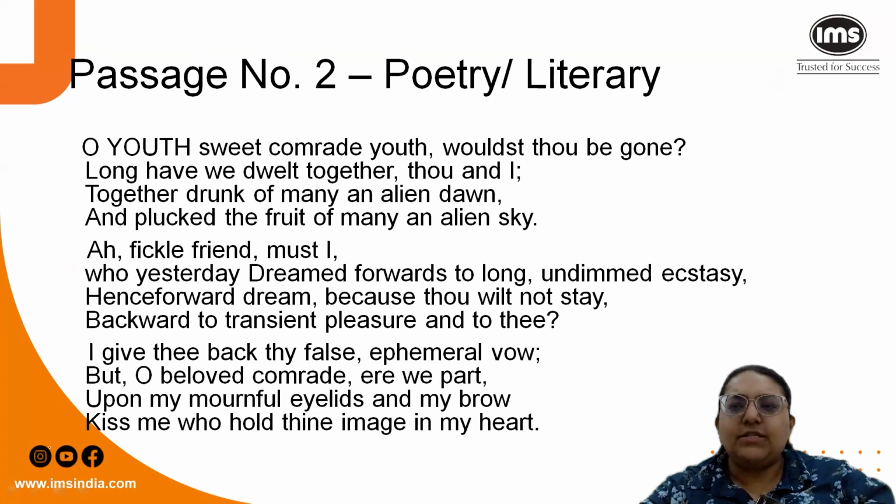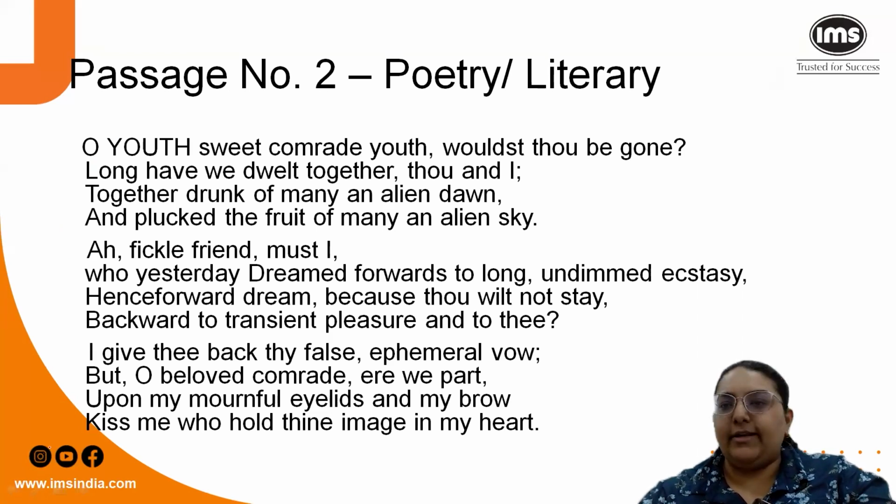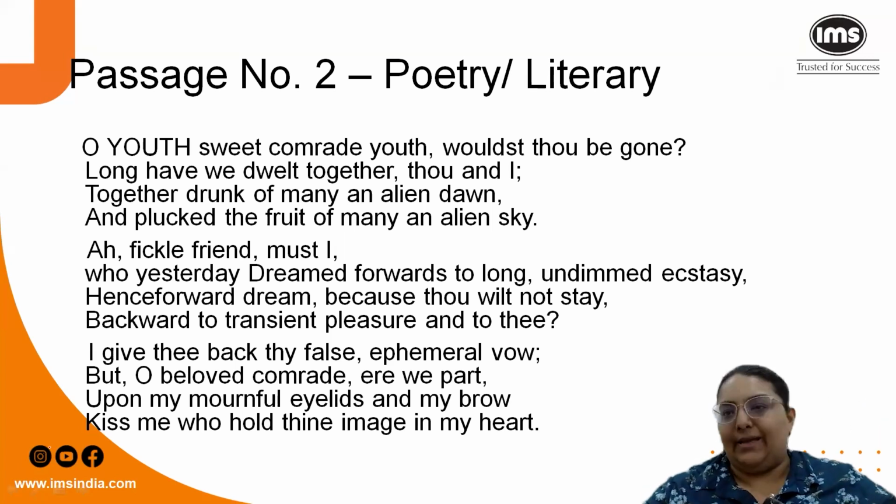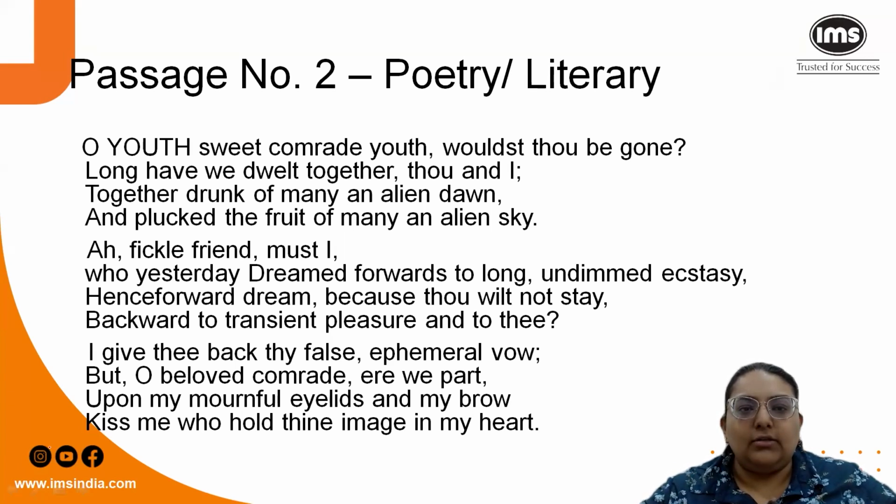So what is the poet saying here? The poet says, "O youth, sweet comrade youth." Comrade means your friend. "Wouldst thou be gone?" So basically, maybe the poet is wondering whether his youth is over now. Has youth left his side? Maybe something like that. "Long have we dwelt together, thou and I," means we have been together for a long time, you and me. "Together drunk of many an alien dawn and plucked the fruit of many an alien sky." So we have been together for a long time.